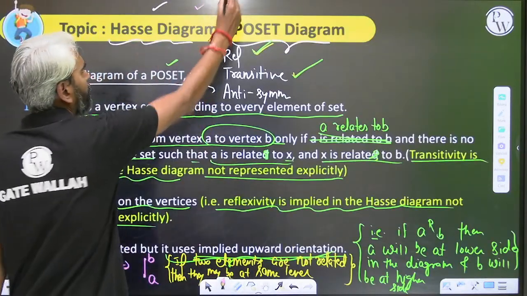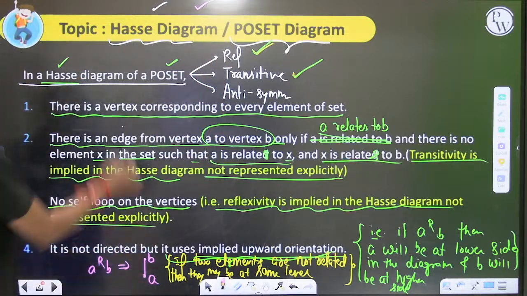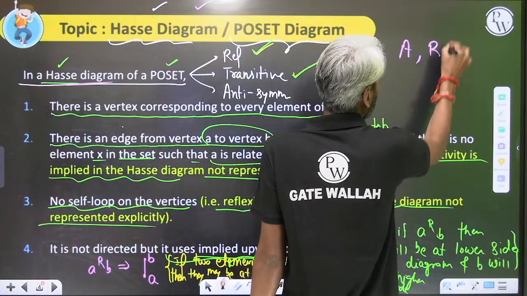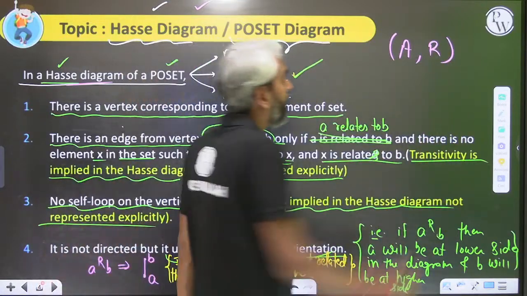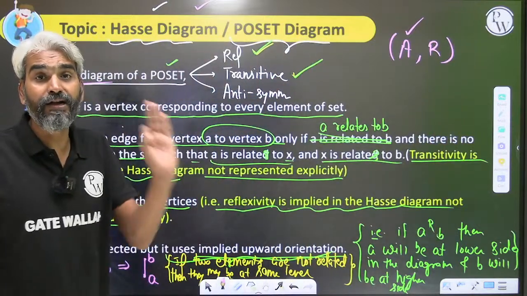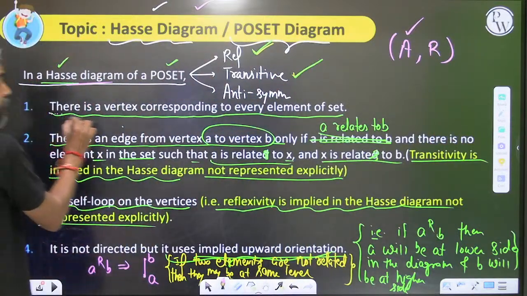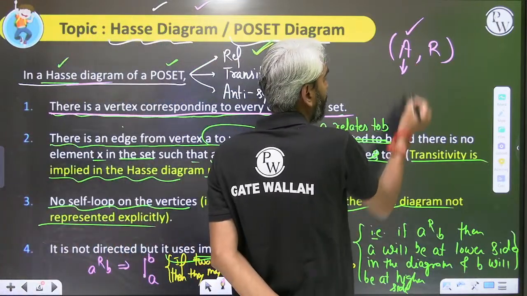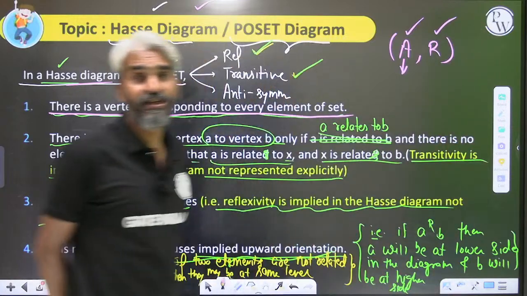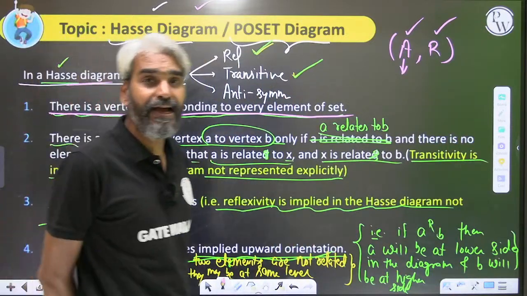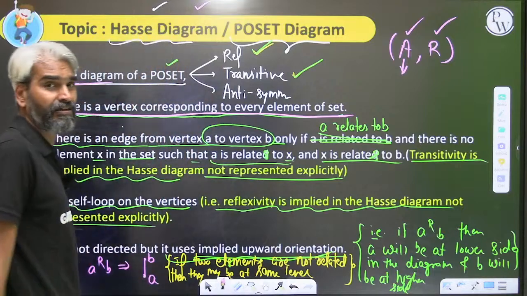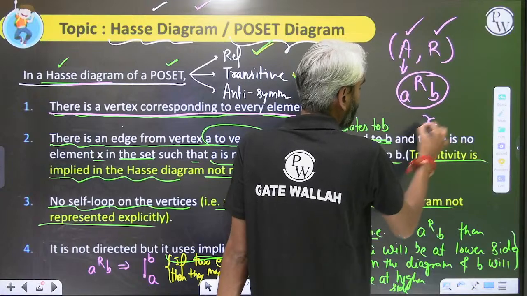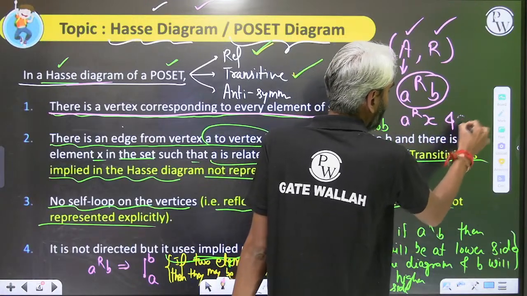So let's have a quick revision of our poset diagram. What did we say? In our poset diagram, if I say A with respect to relation R is a poset, then for every element of set A, there will be a vertex in the Hasse diagram or poset diagram. So there is a vertex corresponding to every element of the set. Now, elements of this set A will relate with respect to this relation R. So when exactly will there be an edge in the Hasse diagram, sir? An edge will be present in the Hasse diagram if your element A relates with B and there is no element X such that A relates with X and X relates with B.